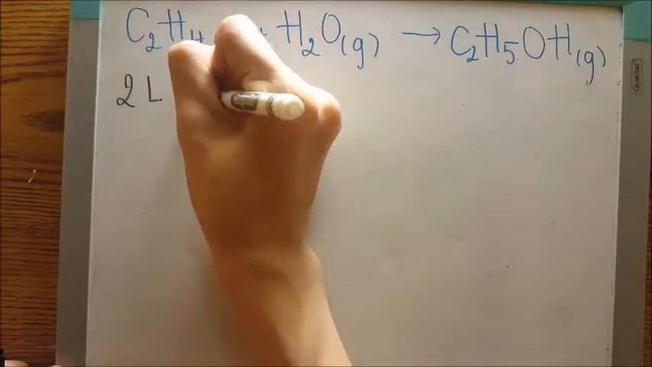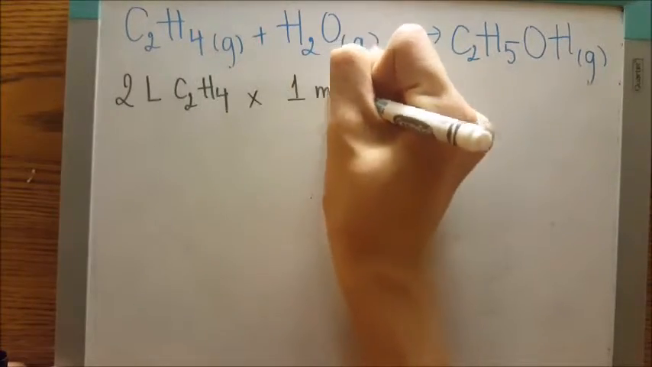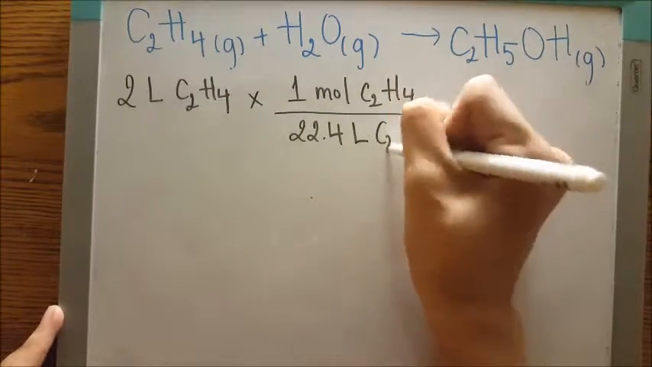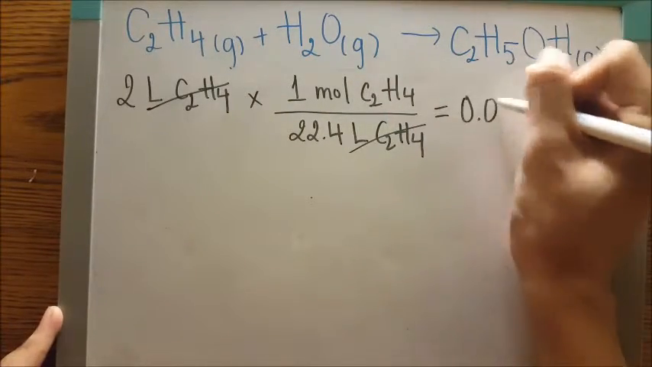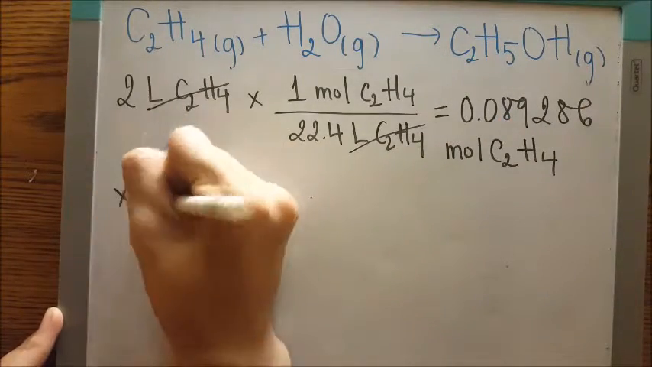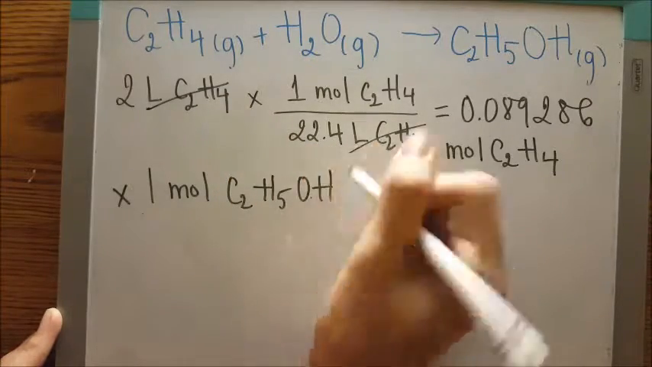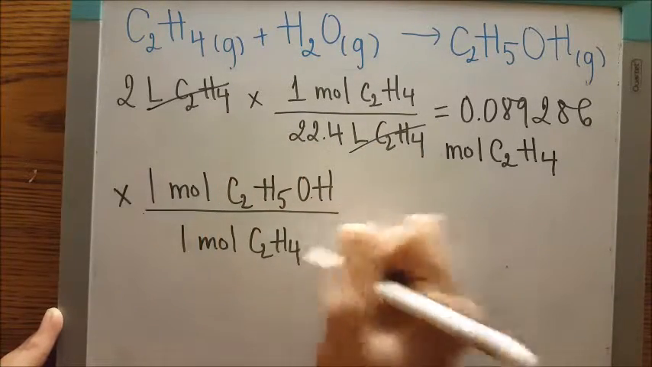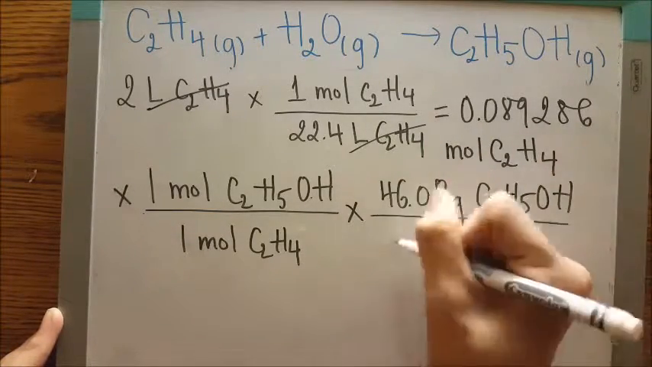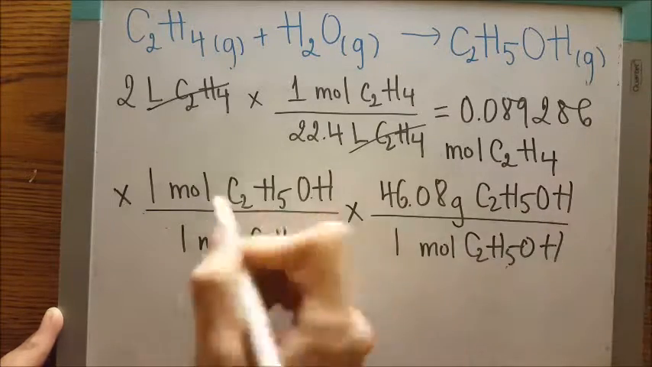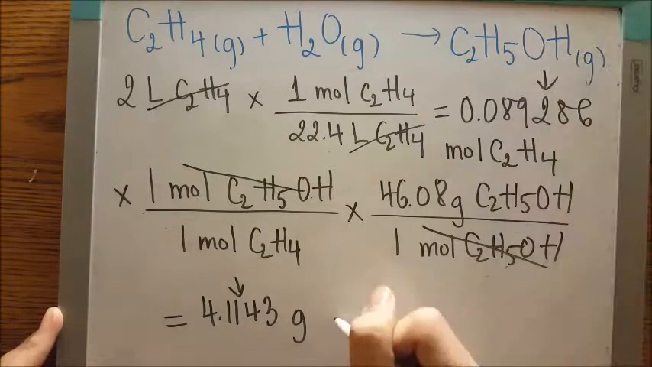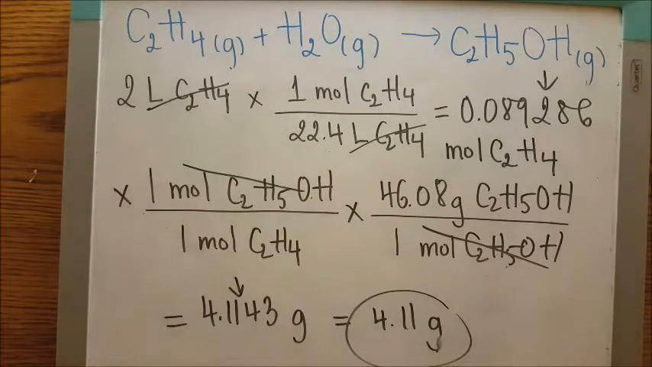First, convert 2 liters of C2H4 to moles. We know that 1 mole of C2H4 will have a volume of 22.4 liters. The liters cancel out and we are left with 0.089286 moles of C2H4. From this balanced equation, we know that for every 1 mole of C2H4, 1 mole of C2H5OH will be produced. Now you have to find the molar mass of C2H5OH, which is 46.08 grams. Moles cancel out and you get 4.1143 grams. Remember to keep track of your sig figs, which in this case your final answer will be up to 3 sig figs. Your final answer is 4.11 grams.